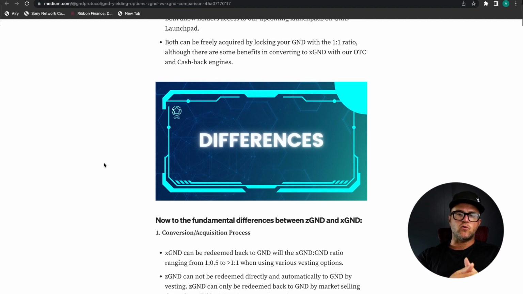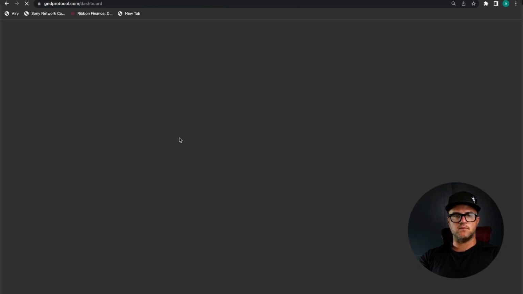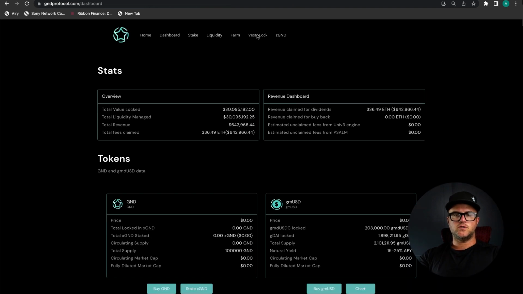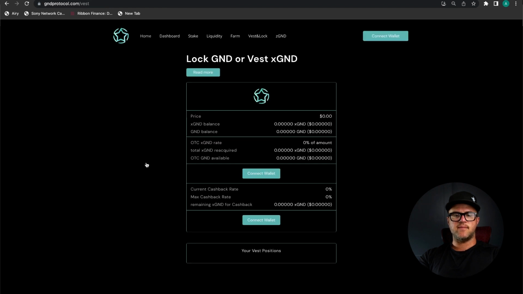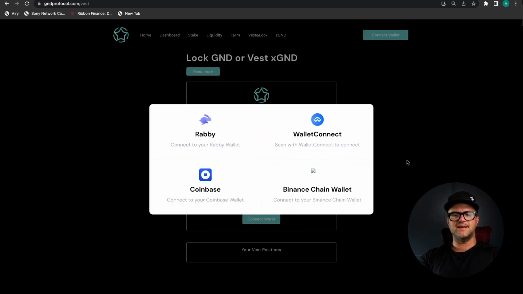Both can be freely acquired by locking your GND with the 1-to-1 ratio, and that is true on the lock page. Let's go over to the protocol again here. If you go to the Vest and Lock tab, you can connect your wallet first.